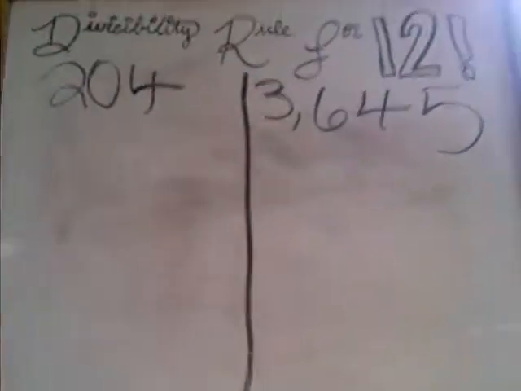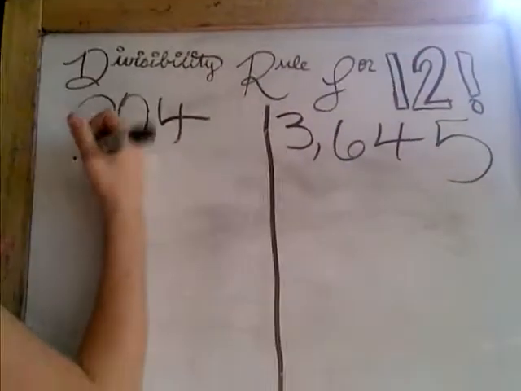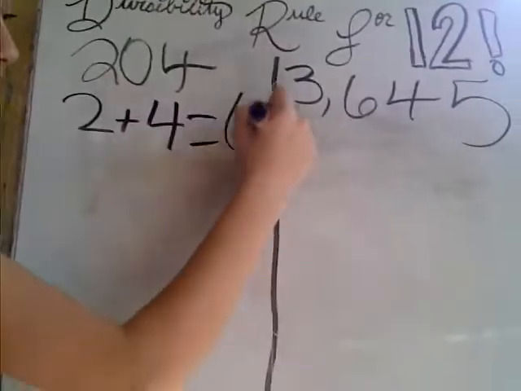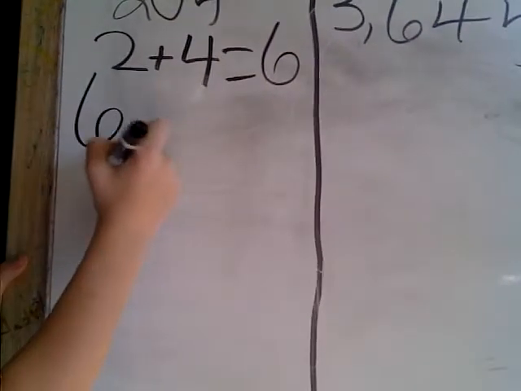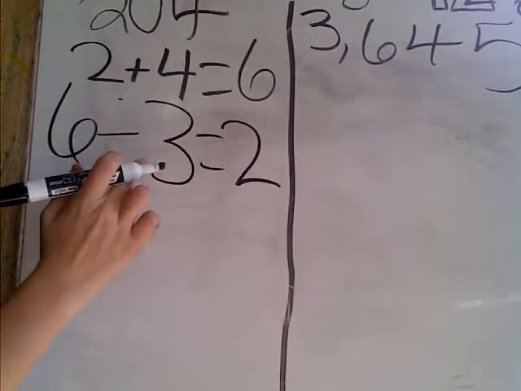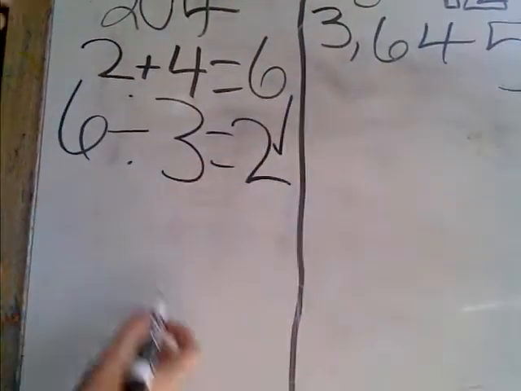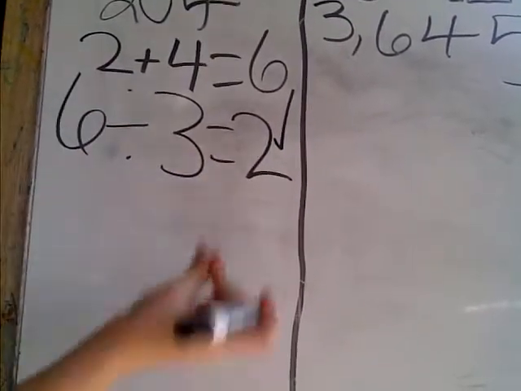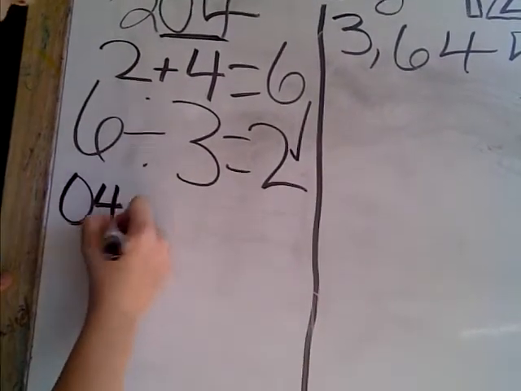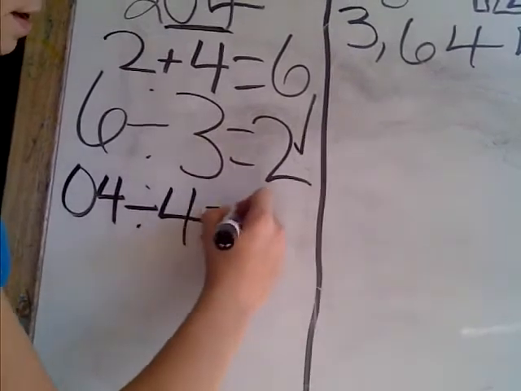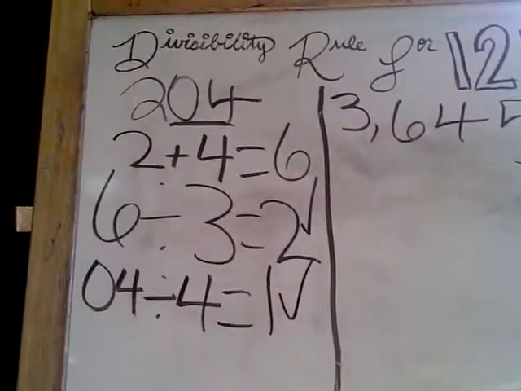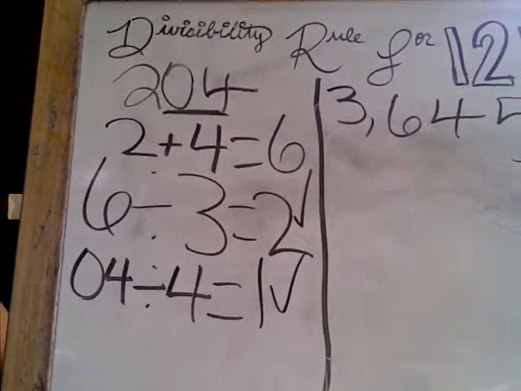Our first number is 204. So, you add up all the digits, and that equals 6. Then, you divide 6 by 3. That equals 2 without a remainder, so then it's divisible by 3. And for 4, you take the last two digits, 0, 4, divide by 4. And that is 1 without a remainder, so it's divisible by 3 and 4. So 204 is divisible by 12.